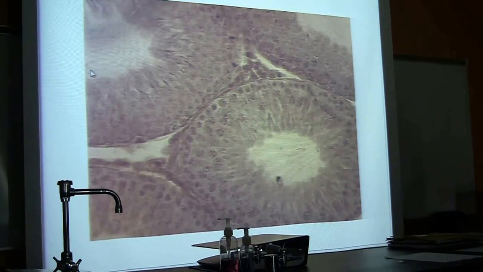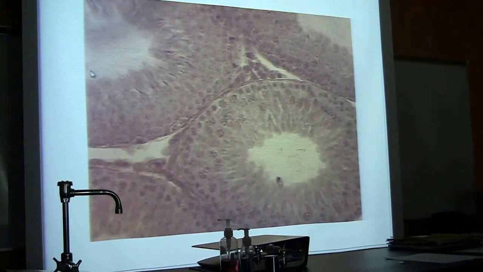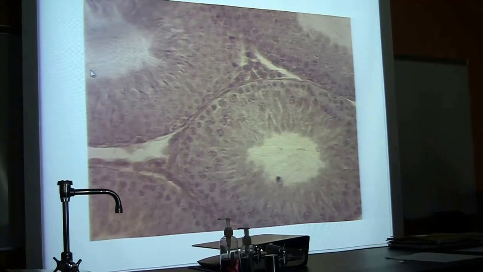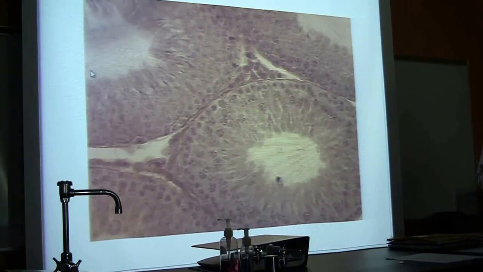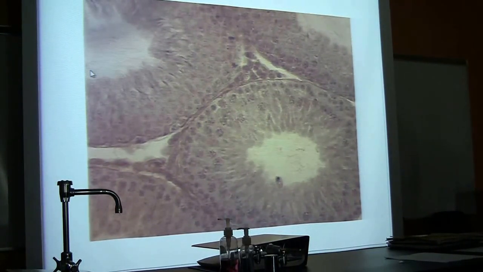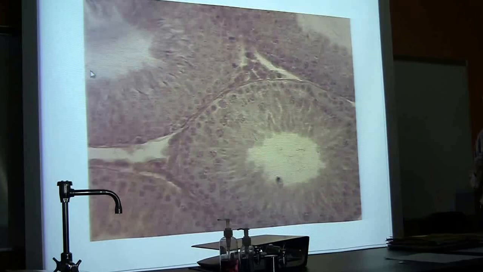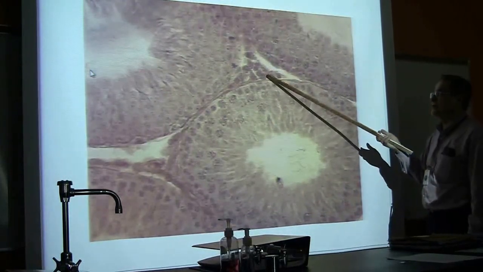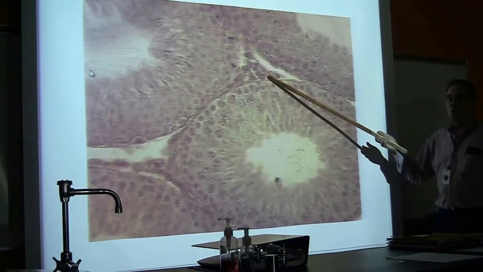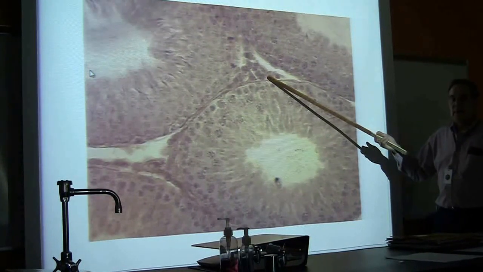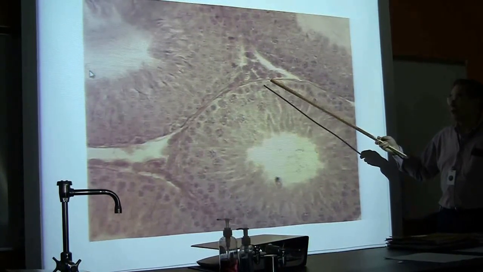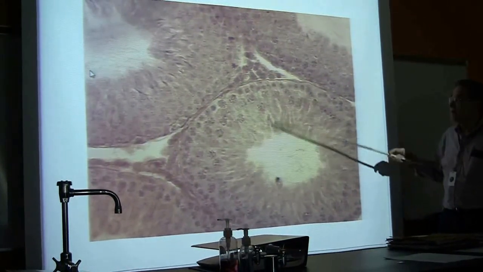Interstitial cells or Leydig cells are the cells that produce the male sex hormones, generally referred to as androgens. The major one, of course, is testosterone. So again, these are the interstitial cells or Leydig cells. They produce the male sex hormones, which are released not into the seminiferous tubule lumen, but into the blood.